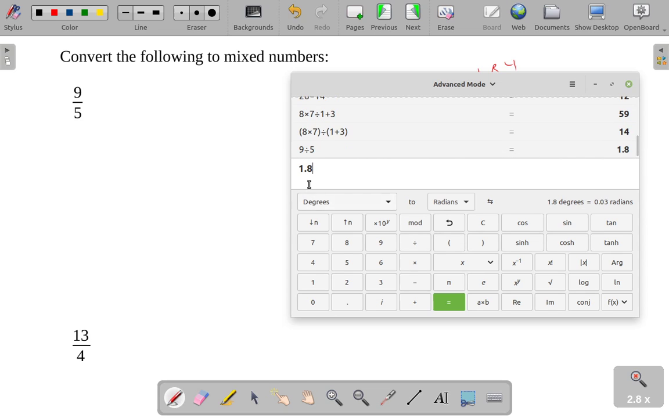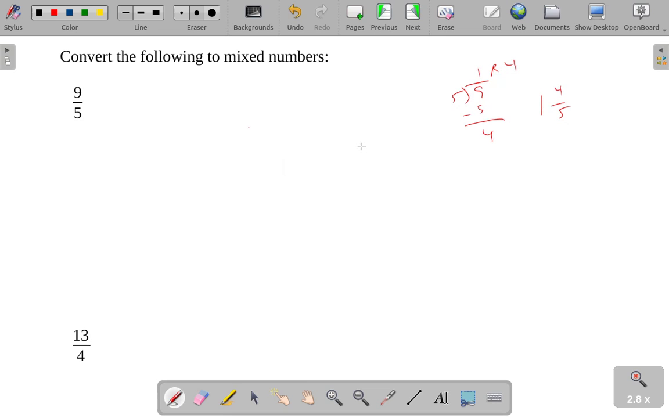This gives us a whole part of 1, and the 0.8 there kind of tells us what the remainder is going to end up being. So this is 1.8. That 1 is the whole part. You can see it's the same as the whole part here. And this 0.8, this is going to split off. We have 1 plus 0.8. The 1 is the whole part. The 0.8, we need to convert that back to a fraction now.